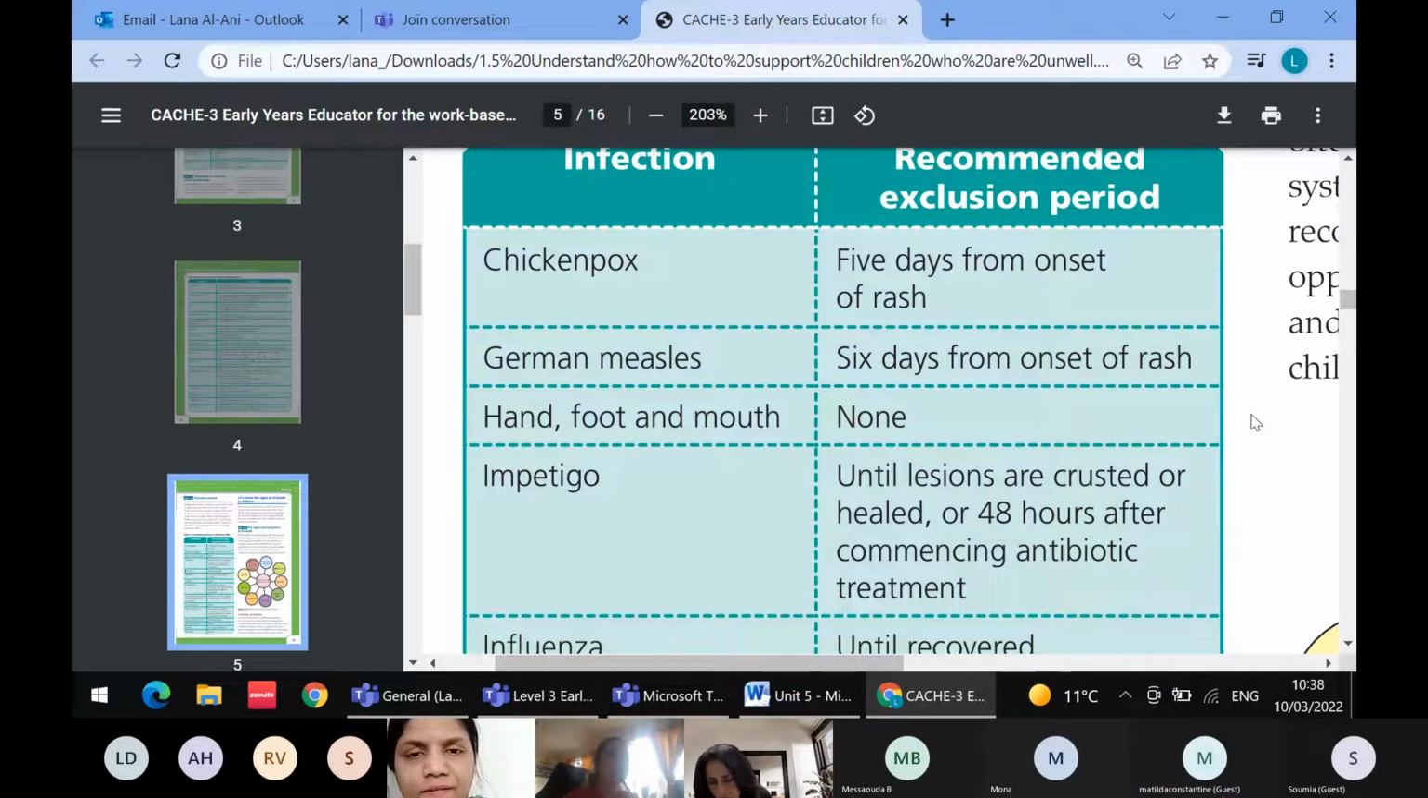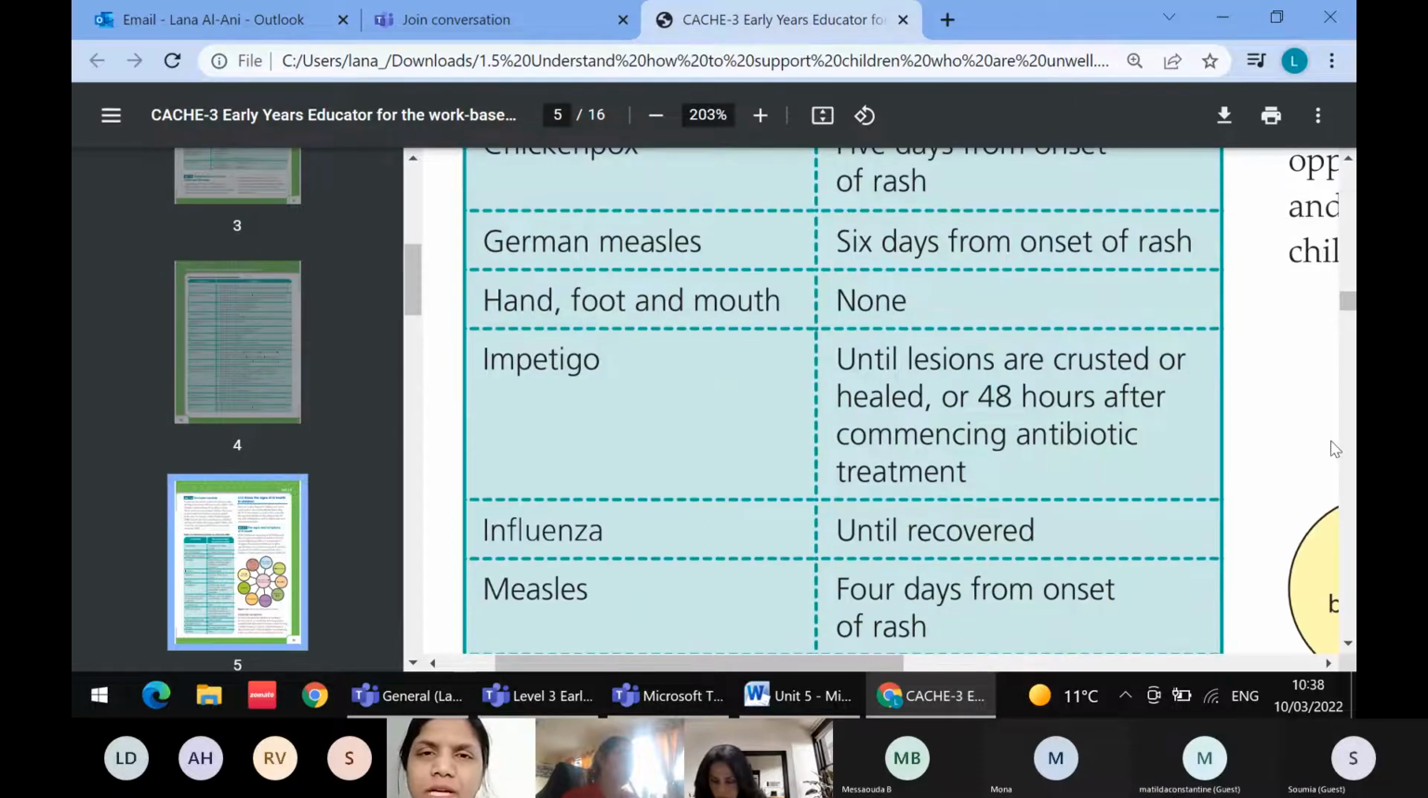There is no exclusion period, so they can just carry on going to the nursery. Okay. How about impetigo? After starting the antibiotic course, maybe they can join the nursery. Very good. So we wait 48 hours after they take their antibiotic treatment.